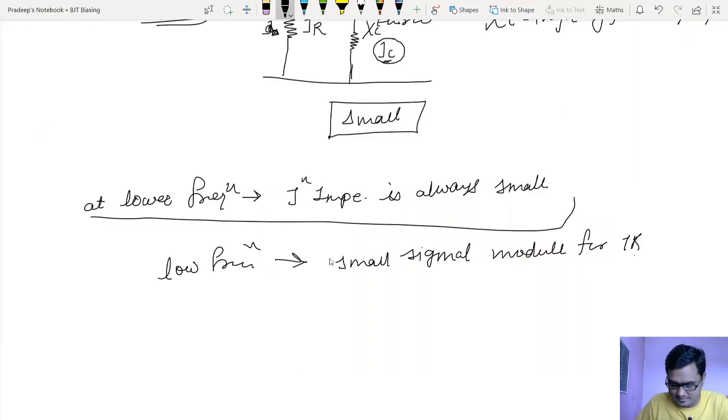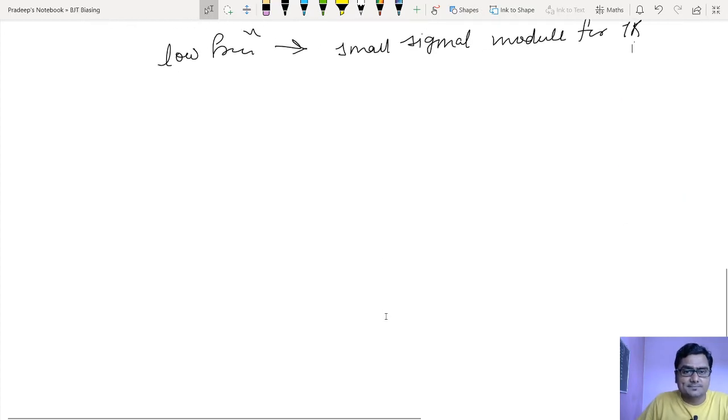At lower frequencies, junction impedance is very small. That's why it is the small signal model of a transistor. Now, we are talking only about the small signal, only at the lower frequencies. So if I want to analyze the BJT, then obviously I should not think only about lower frequencies. I need to think about the higher frequencies also.